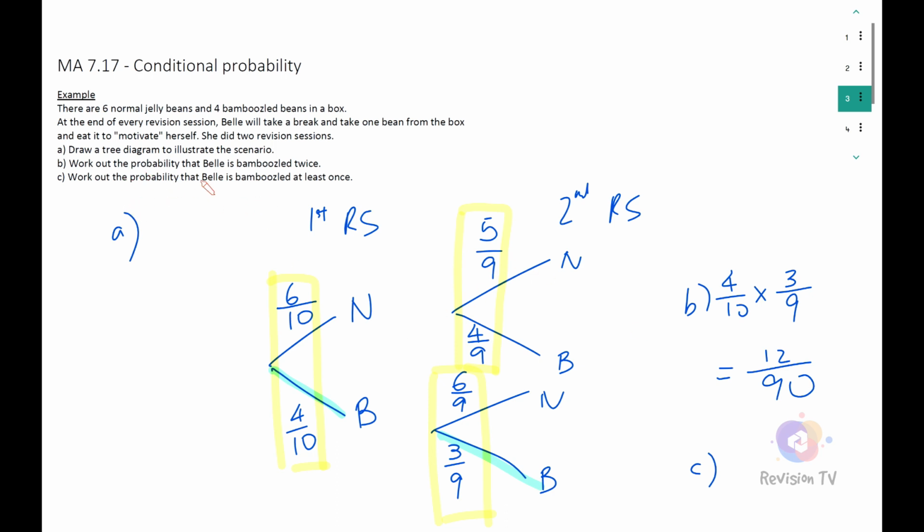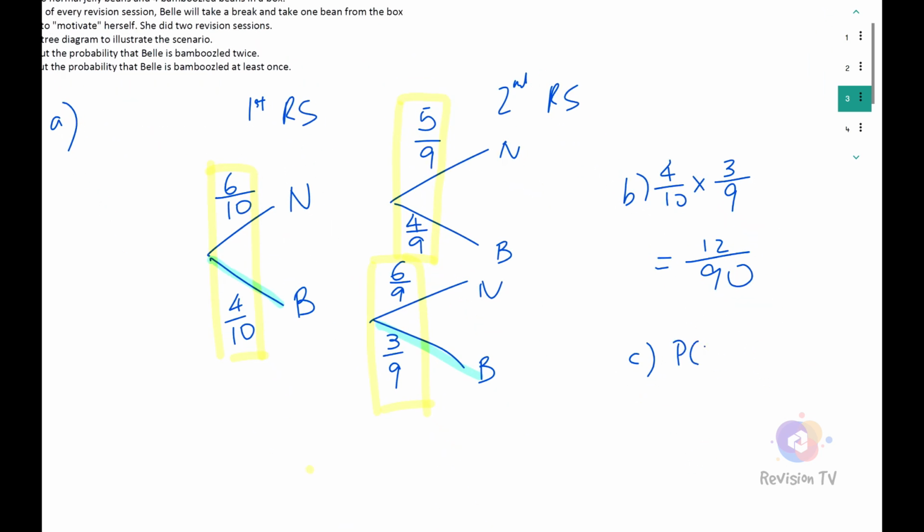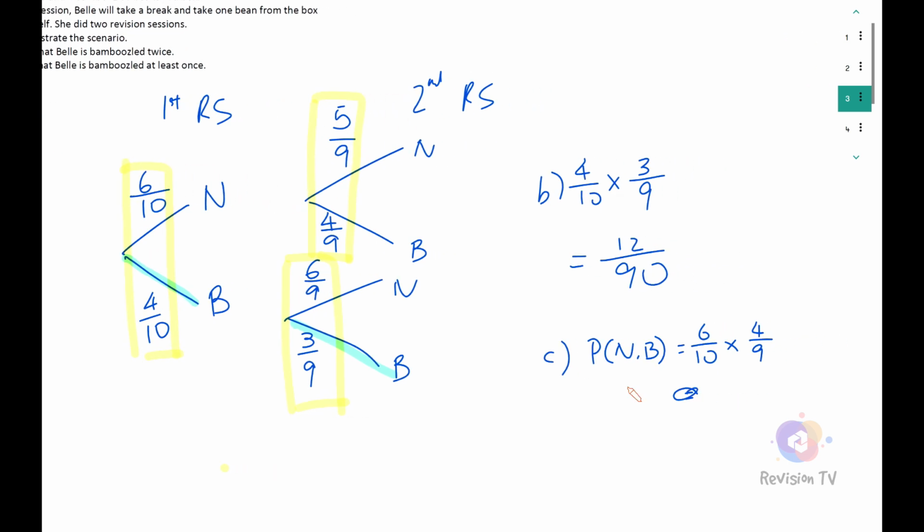Part C. Work out the probability that Belle is bamboozled at least once. Bamboozled at least once means she can get the normal in the first round and get a bamboozle for the second round. So we can do the probability of a normal and a bamboozled once. Normal is 6 out of 10, bamboozled is 4 out of 9. Multiply that, and that will give you 24 over 90. Or you can get the first time bamboozled and the second time normal. So 4 out of 10 times 6 out of 9, that's 24 out of 90.